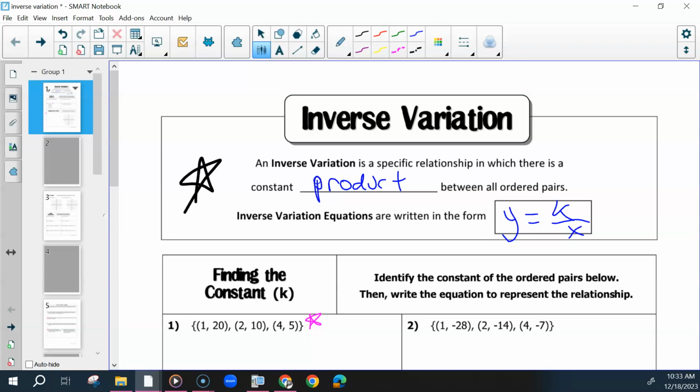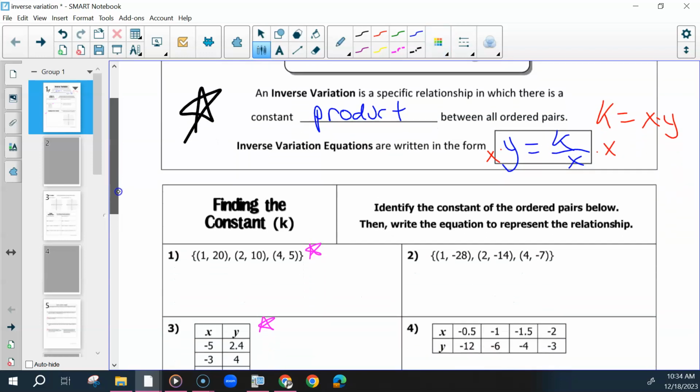Just like what we did with direct to find k, if I was trying to get k by itself here, how would I get rid of x? Multiply. So k equals x times y or y times x, it doesn't matter. Right? So just like how we found the k value for direct, we're going to do the same thing for inverse.